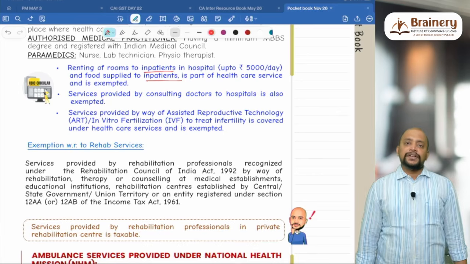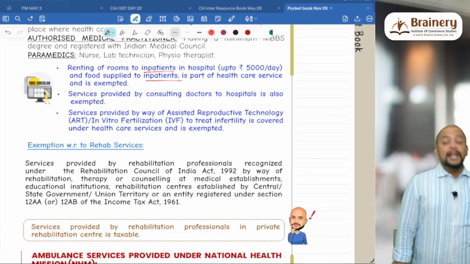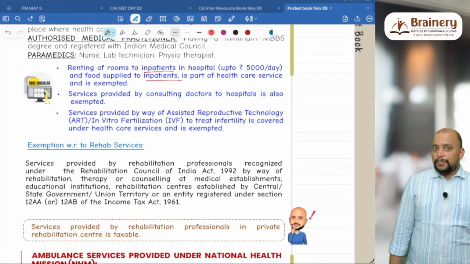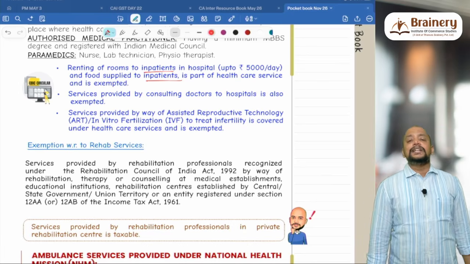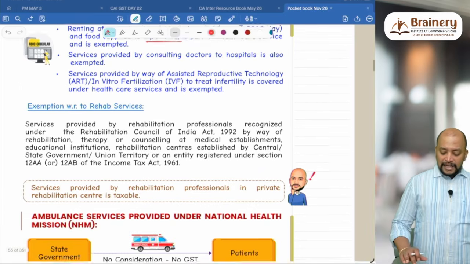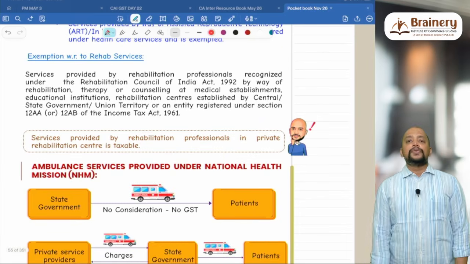whether the doctors are employees or not. If they are employees, anyhow it will be covered under exclusion from supply. If they are not employees, then it will be exempted. Then IVF and ART treatment provided by fertility clinics is also treated as healthcare services and it is exempted.